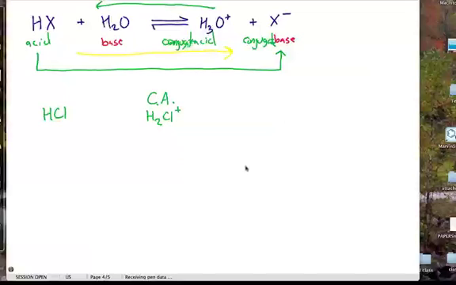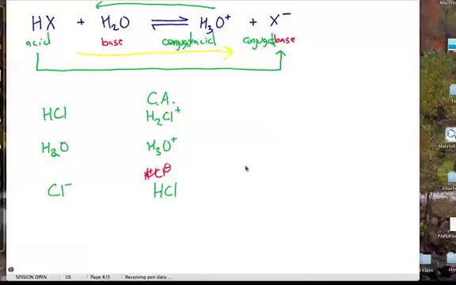What's the conjugate acid of H2O? That would be H3O+. The conjugate acid of Cl-, that would be HCl. Notice it's gained an H+, it starts as a Cl-, therefore the positive and negative charges cancel.